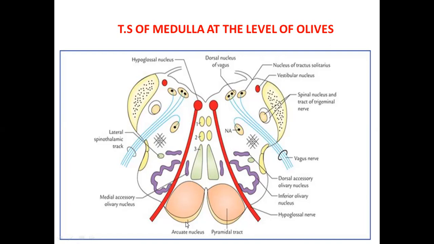Then laterally, from dorsal to ventral, we can see two prominent structures: the inferior cerebellar peduncle and the inferior olivary nucleus. Laterally from dorsal to ventral, we see the inferior cerebellar peduncle and the inferior olivary nucleus.